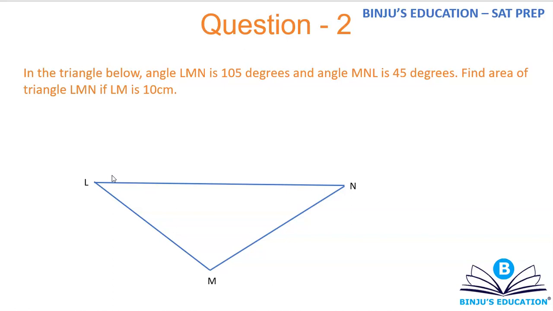So in the triangle below, angle LMN is 105, that is, this angle here is 105. Angle MNL is 45, this is 45. Find the area of triangle LMN if LM is 10 centimeter. Okay, this is given as 10 centimeter. Now we know that the sum of the angles in a triangle is always equal to 180, so M plus N is 150, so L will automatically be 30.